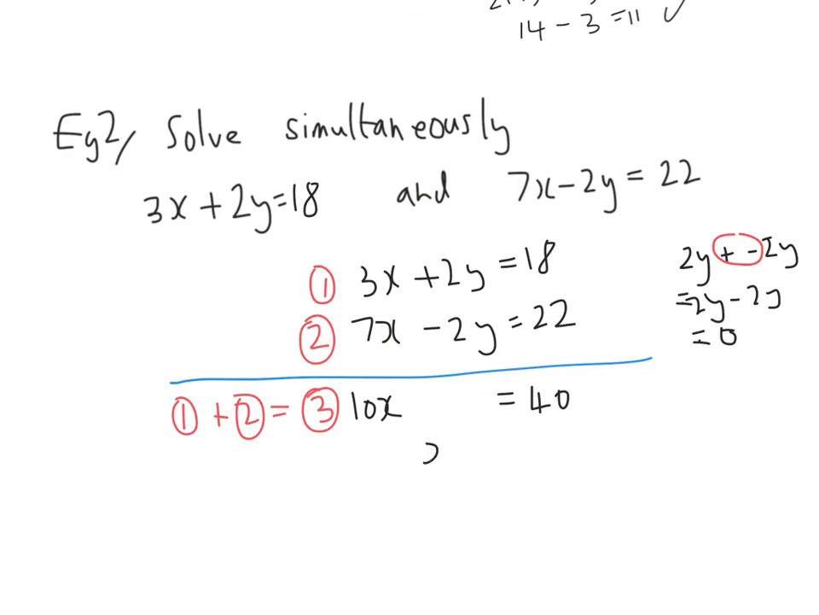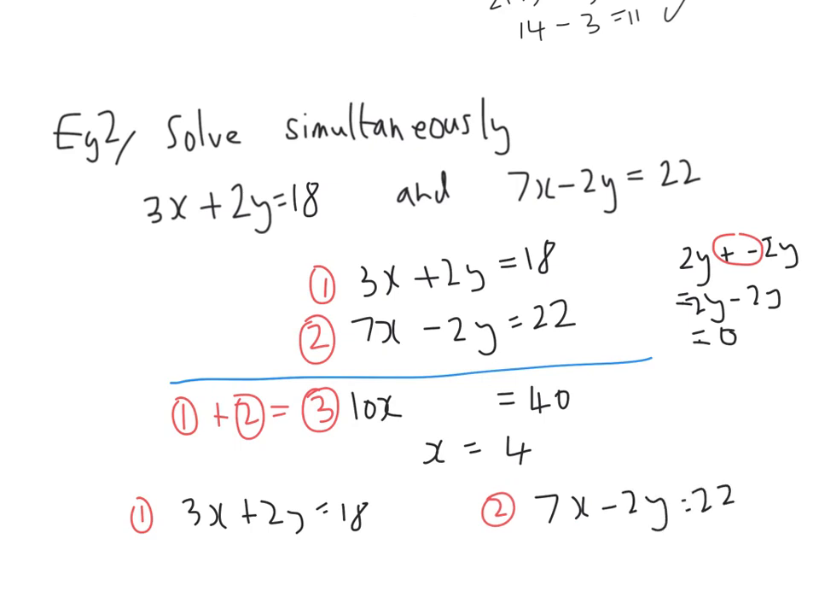If 10x is 40, divide both sides by 10 to get x is 4. And then we need to know what the y value is. So go back to one of the equations, equation number 1. Look at it, it looks easier. So we've got 3x plus 2y equals 18. I'll just write the second one out as well while I'm here: 7x minus 2y equals 22.